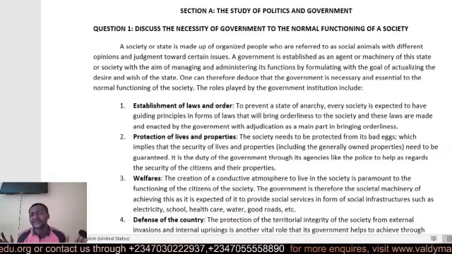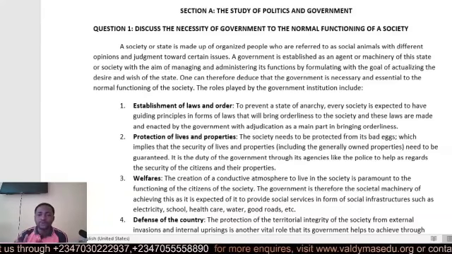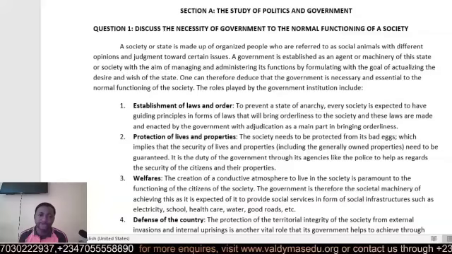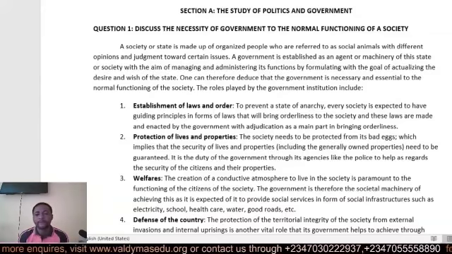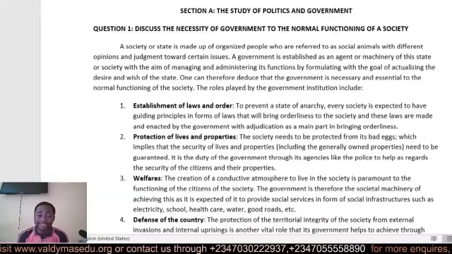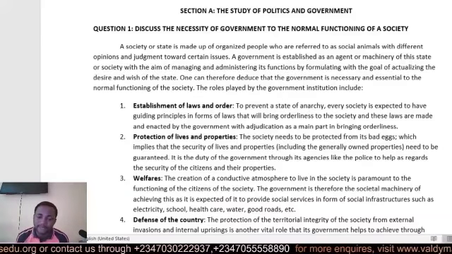Now, what are these functions that we are trying to establish? How does government help? Why is government necessary for the normal, appropriate functioning of the state? In a simple way, what are the functions of government?